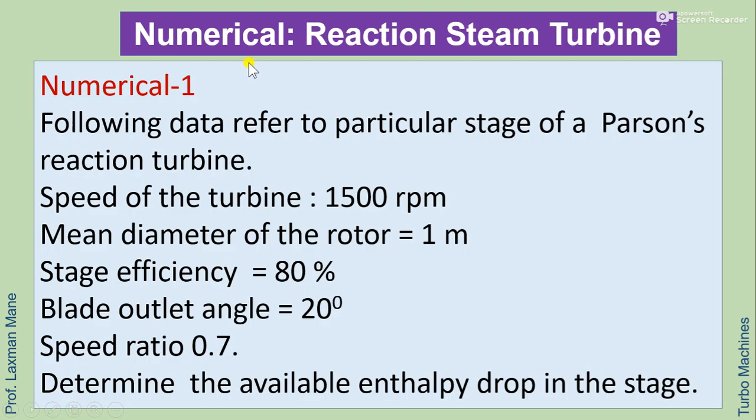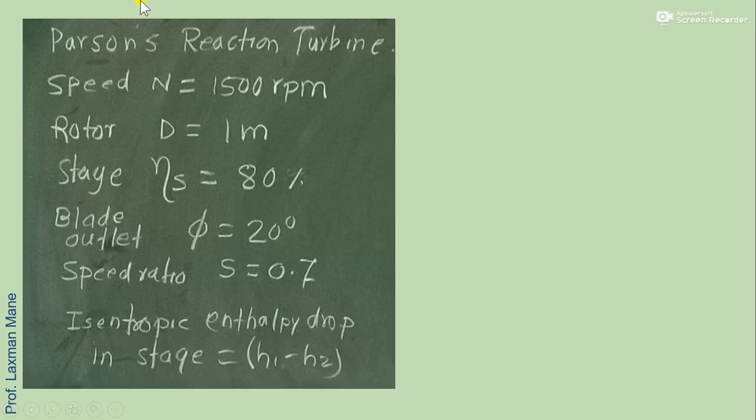Now we will see numerical on reaction steam turbine. First numerical. Here is the data of a Parsons reaction turbine: speed, mean diameter of rotor, stage efficiency, blade outlet angle, speed ratio. These are the values given. Determine the available enthalpy drop in the stage. So enlist the given data.